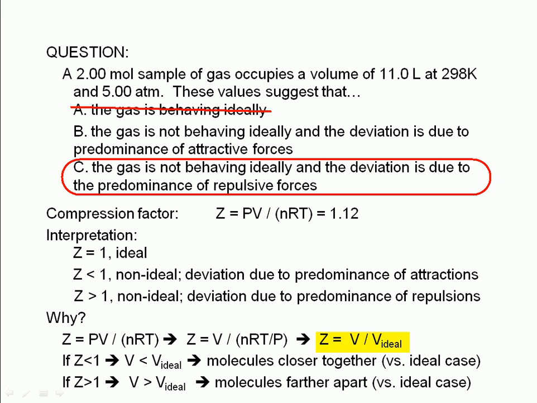Similarly, if the compression factor is larger than 1, it means that the volume of the gas is larger than ideal. This happens if the molecules are farther from each other than they would be in an ideal gas. This happens if there is net repulsion among the molecules.